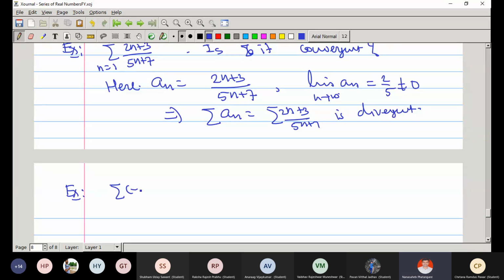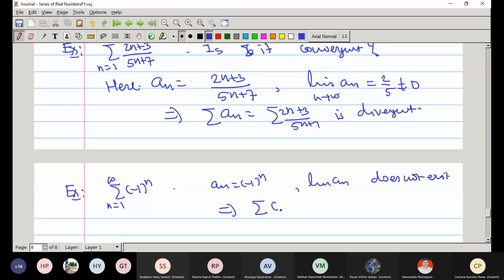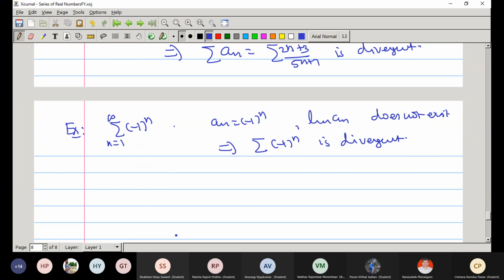And if you apply the same criterion to this series, then what is an? Minus 1 raised to n. So the limit of an does not exist. Right, we want the limit to be 0. So if the limit is not 0, meaning either it exists but is not 0, or it does not exist, then what is the conclusion? Right, in 1 second we can say this is divergent.